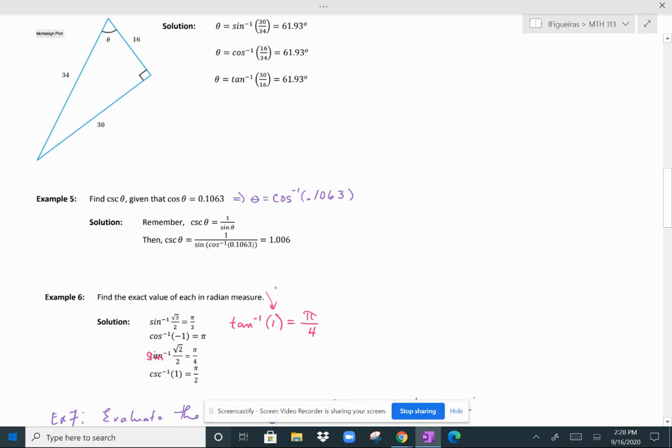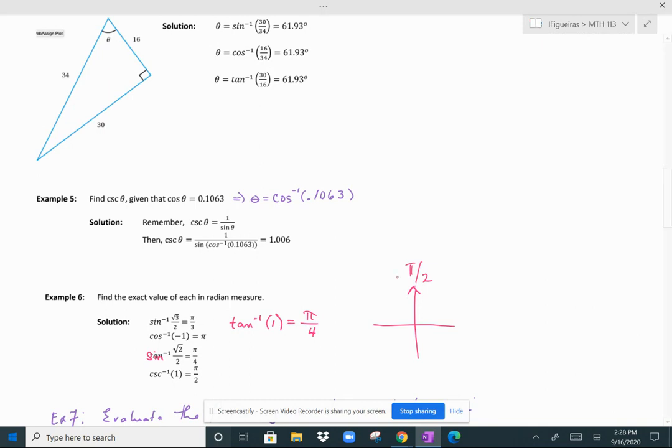And then we have cosecant inverse of 1. Well, that's at pi over 2. And again, that's at a quadrantal angle. When you're at pi over 2, your sine is 1, and therefore your cosecant, which is the reciprocal, is also 1.